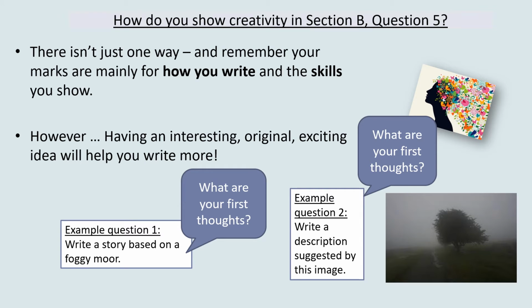So when I was saying that you've got a choice, this is where the choice comes in. So you can either write a story based on an image. In this case, it's a foggy moor. Or you can write a description suggested by this image. So I'd like you just to spend a minute thinking about which question you would find perhaps the more easy to write about. So there isn't just one way to do this. It's about how you write and what skills you show. And it's good to have an interesting, original and exciting idea because that will help you to write more.